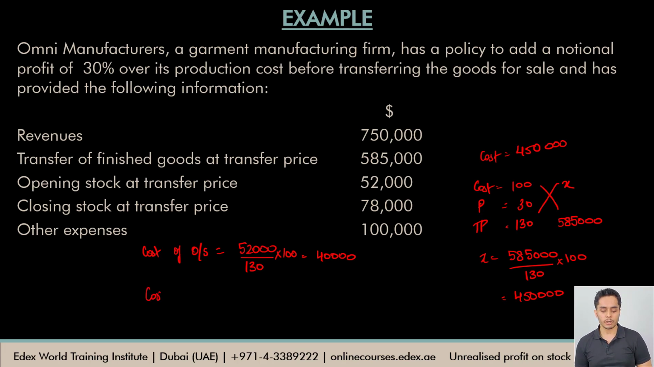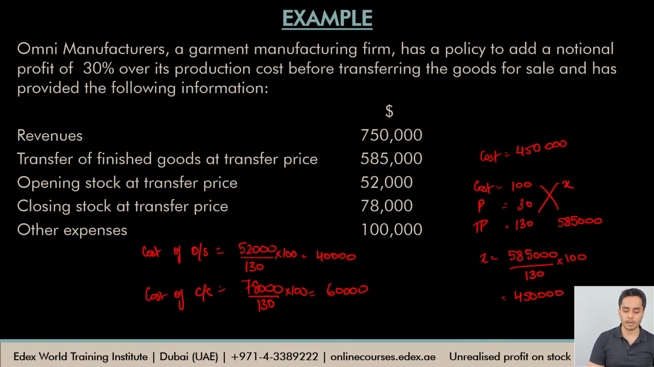And the cost of the closing stock that is shown above, 78,000 divided by 130 into 100. If you do the calculations, you will get it as 60,000. So that also shows you that the profit element included in the closing stock is 18,000, 78,000 minus 60,000.